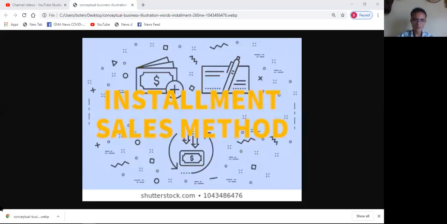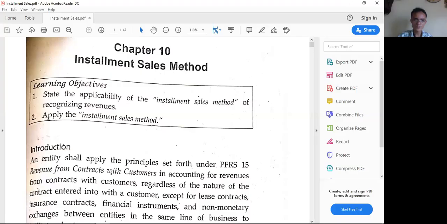Installment sales method, which is usually the first major topic in advanced financial accounting and reporting. So let me begin by showing you the learning objectives in installment sales method. By the way, I'm still using Milan's book to discuss this particular topic. I understand that there are plenty of sources. Probably I'm going to make use of them too for discussions, but for now, we'll have Milan's book.